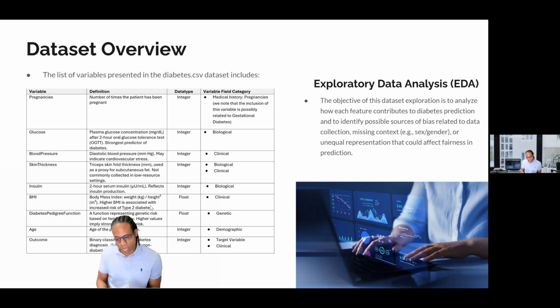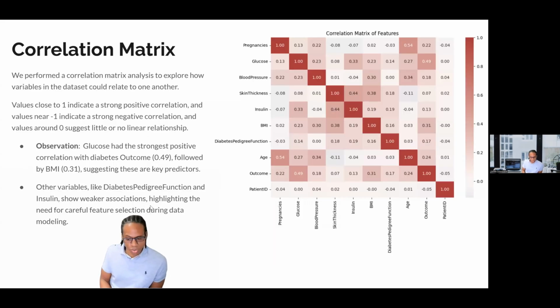In doing that, one of the first steps that we did was conduct a correlation matrix with this data. So we wanted to explore how each of these variables in the data set could relate to one another. And looking at the chart and the analysis that we did in Python, we determined that values close to 1 indicated a strong positive correlation, and values near -1 indicated a strong negative correlation. And any cases where you may see a 0 or something close to 0 indicated little or no linear relationship.